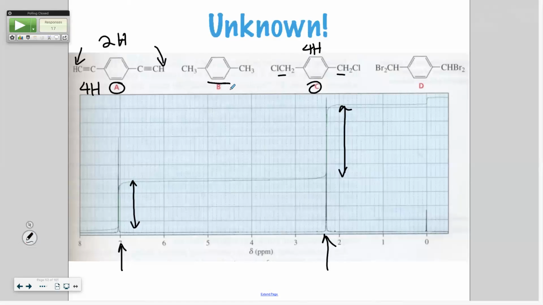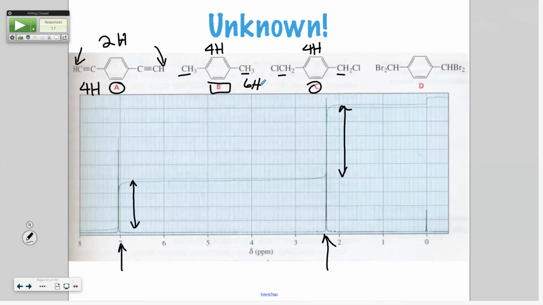B. Okay. What do you think about B? How many hydrogens are on the benzene? 4. How many are on the methyls? 6. So the one that's above 2 should be taller than the one that's at 7, is it? Yeah, without even measuring, and then you could actually measure it and make sure it works out to be 4 and 6.